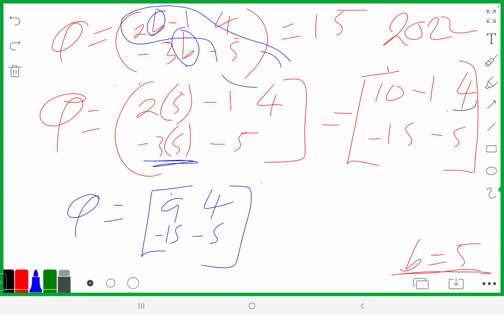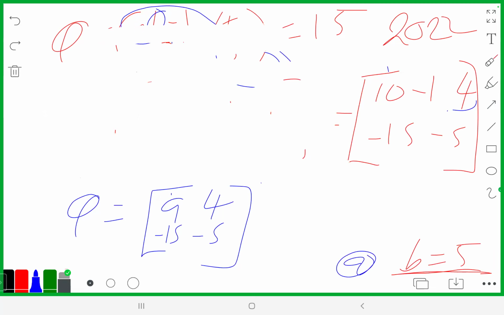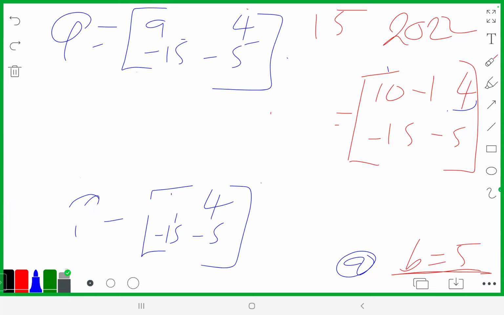Yes, so this is the first part of the question. It was saying find the value of B. We have already found the value of B. We need to move on now and find the inverse of the matrix. So we are inverting a new matrix, and our new matrix is matrix Q. Let's invert the matrix. Find the inverse of this matrix. That's what it means to invert the matrix. Our new matrix is this one: 9, negative 15, negative 5, and 4. So this is the one that we are inverting.